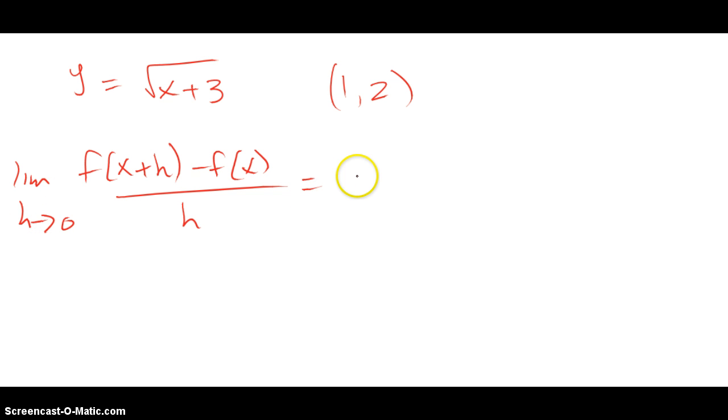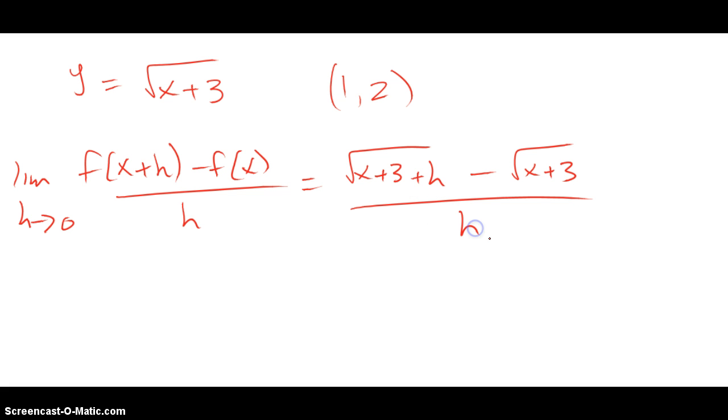So if we plug that into our graph here, we're going to get the square root of x plus 3 plus h minus the square root of x plus 3 all over h, and we're going to have to take that limit. Obviously, when you let h equal 0, this is going to give you an answer of 0 over 0.